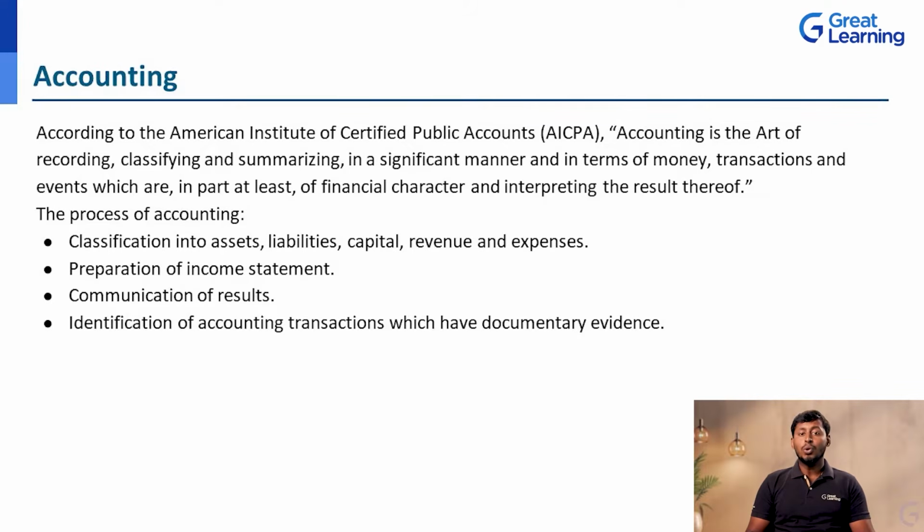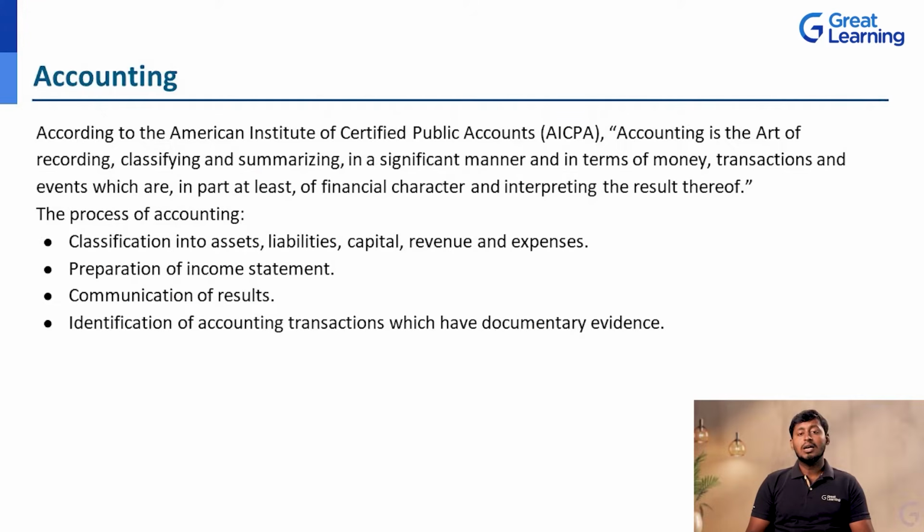Assets are what is owned by that organization. For example, if you are the company or the proprietor, and you own that property, then we call it an asset to that organization. Next, liabilities. Liabilities is nothing but what we owe to others.